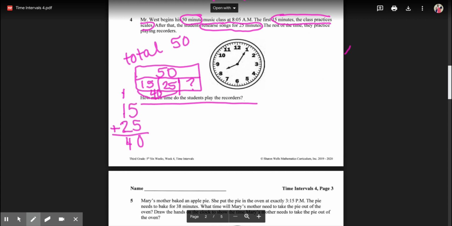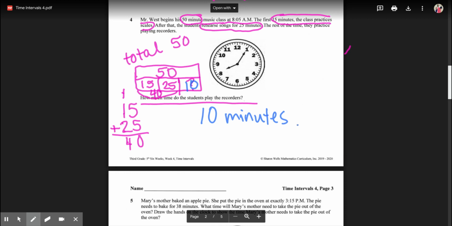Well, we were practicing for 50 minutes, or we were in class for 50 minutes. 40 minutes of it is used. So how much do we have left? We still have 10 minutes left. So how much time do the students play their recorders? 10 minutes.